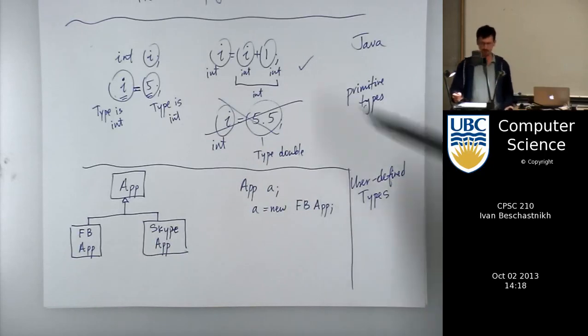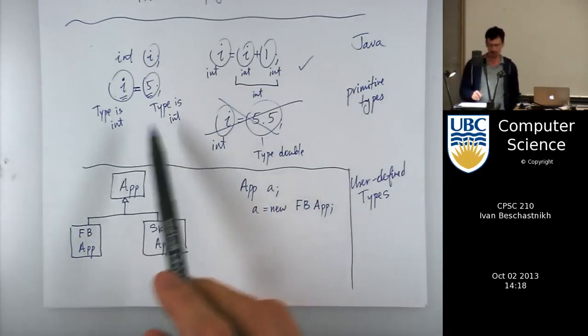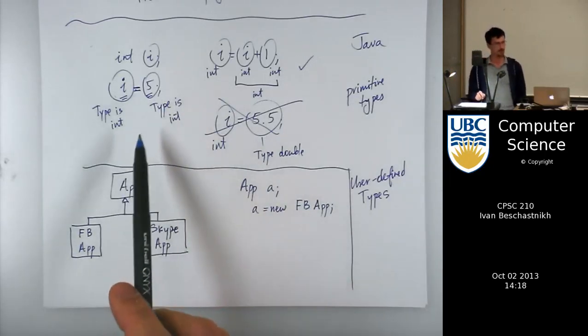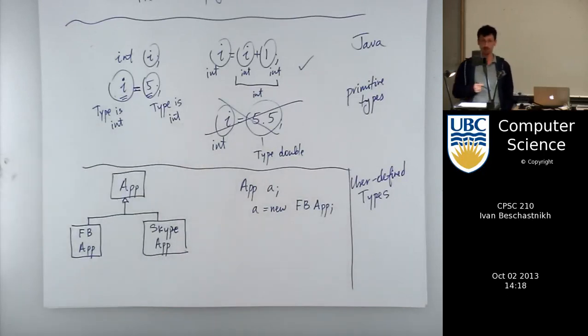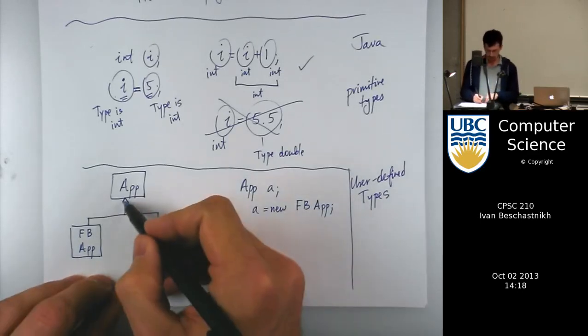It's not like the example above, right? Here I'm just saying, okay, the expression on the right evaluates to int, and the expression on the left is an int. So it's legal to assign one to the other. But here, my FB app, it's a different type of thing. FB is a subtype. So the key thing is this relationship.